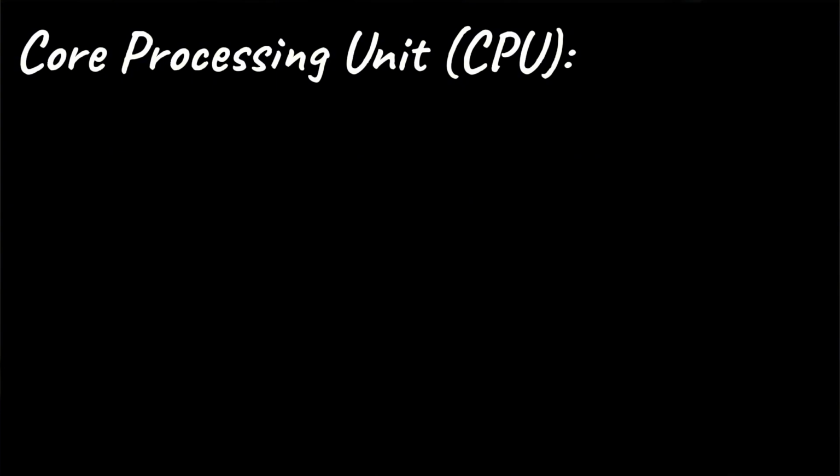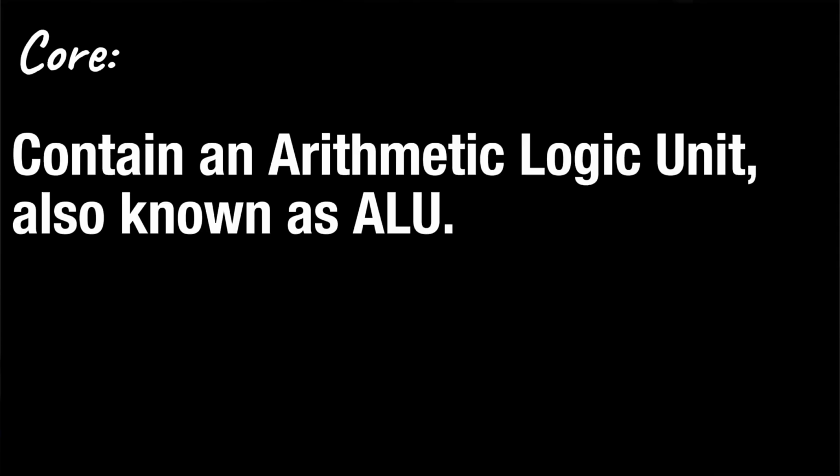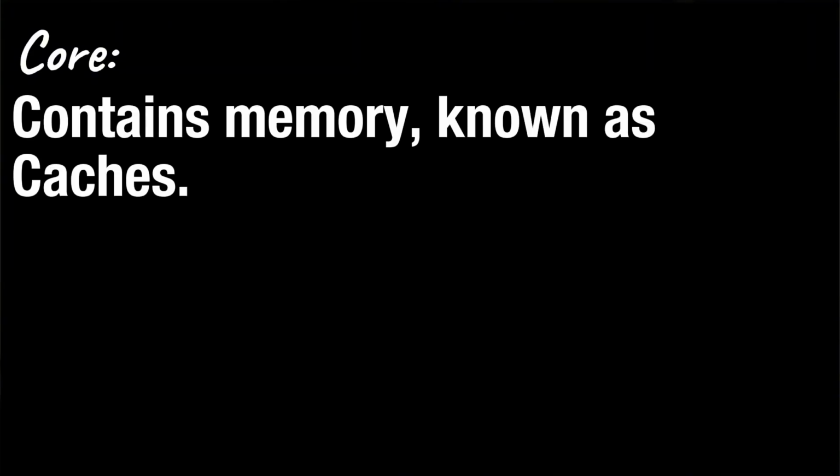In a second though, I will show you why if buying CPUs you should always get a good amount of cores. In these cores, they contain an arithmetic logic unit, ALU in short. The ALU solves math and logic operations with binary data, or zeros and ones. A core also has memory, known as caches.